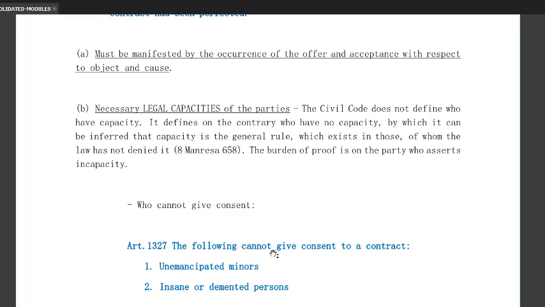So we remember that. However, when it comes to unemancipated minors, there are times when, despite being 18 years old and below, we can still say the contract is valid, but only until it is revoked. So this means, as an exception to the rule that a contract entered into by an unemancipated minor without the consent of his parents or guardian is voidable, we have exceptions.